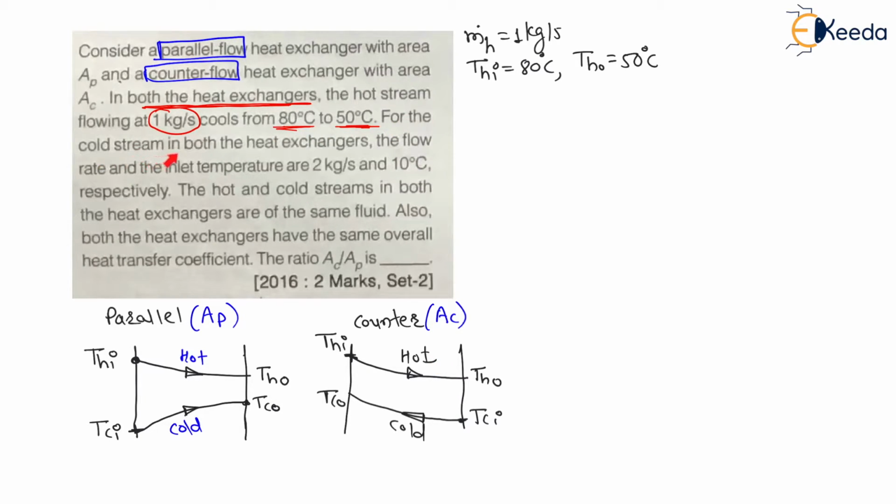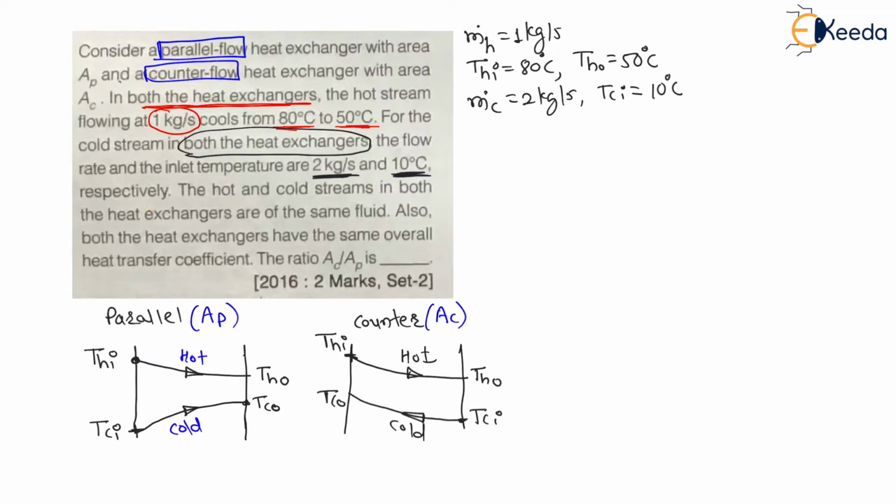For the cold stream in both the heat exchangers, the flow rate and the inlet temperature are given. Again for the cold stream, the mass flow rate in both is mentioned here. Now in both the heat exchangers, for cold stream, the mass flow rate is 2 kg per second and the inlet temperature is 10 degrees Celsius. Therefore, the mass flow rate of cold stream is equal to 2 kg per second, and the inlet temperature of cold fluid, that is TCI, in both cases is 10 degrees Celsius.